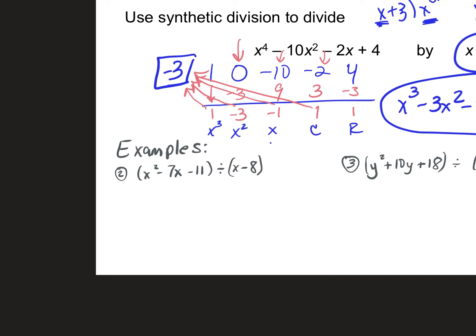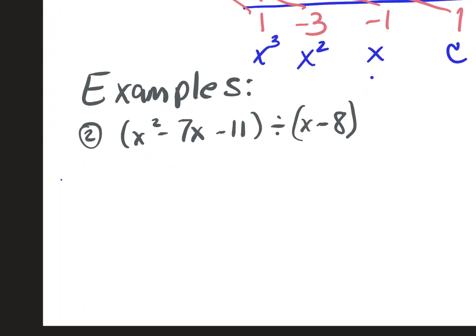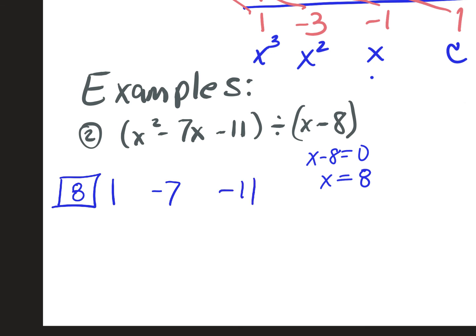What's my first step? How do I know what's going to go over here in the box? We're going to set x minus 8 equal to 0. So x equals 8. So 8 goes up here. And then how do I figure out what my first row of numbers is? Coefficients. 1. What's my coefficient of x? Negative 7. And my constant, negative 11.